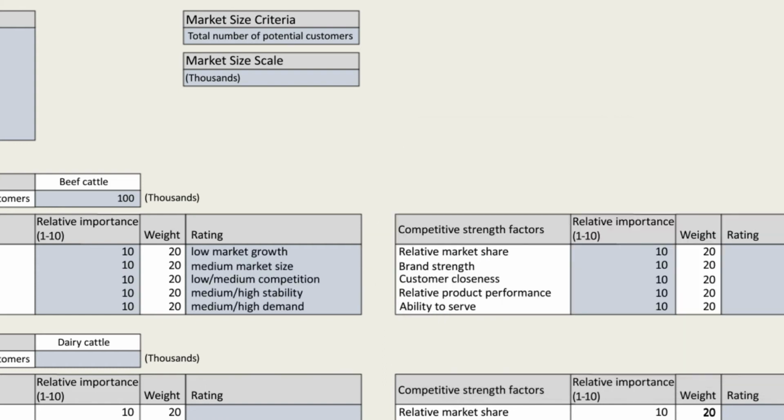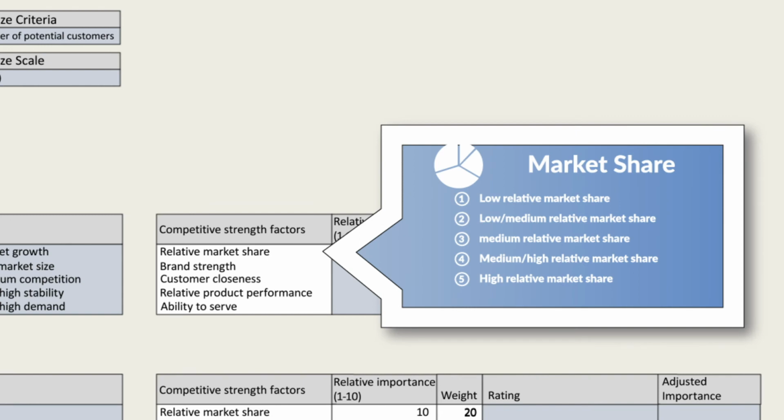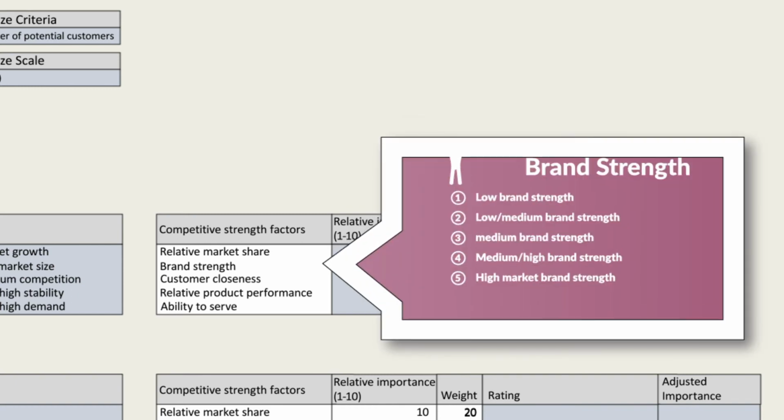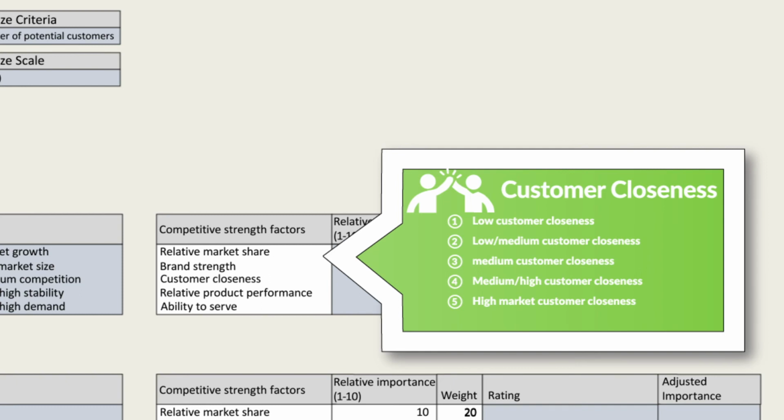So when you've completed the attractiveness ratings, you move over to the competitive strength table. Now, this is completed in the same way, but obviously the 5 factors are different. Relative market share is how much market share you currently have in this market relative to the business with the highest market share. Or if you happen to be the one with the highest market share, then it's relative to the second highest. Brand strength is your brand or product's reputation in the market from your customer's perspective. Customer closeness is about how well you know the target customers, and just as importantly, how well they know you. Can you reach them? Will they take your call?